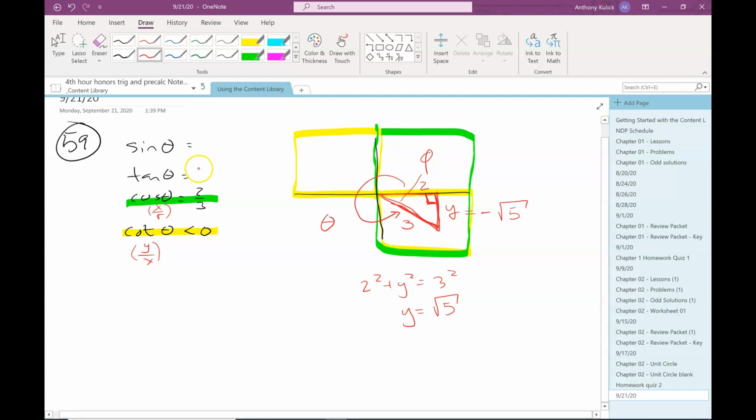So I know tangent is, this is y over x. This is x over r, or x over y, excuse me. But it didn't really matter. It didn't change anything for what we were doing. So this is negative square root 5 over 2. And sine is y over r. So that is negative square root 5 over 3. Okay with that? Okay.